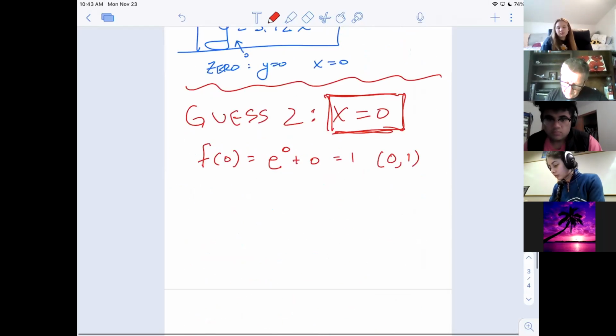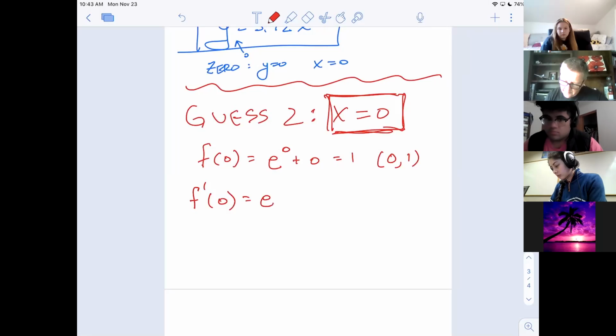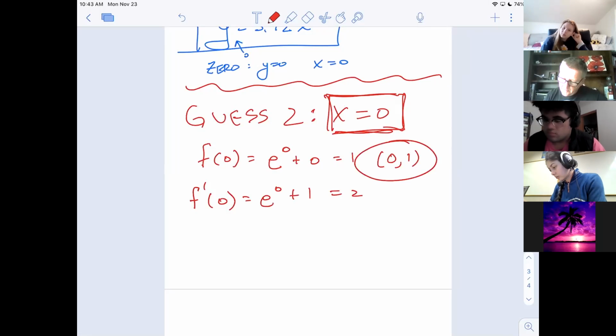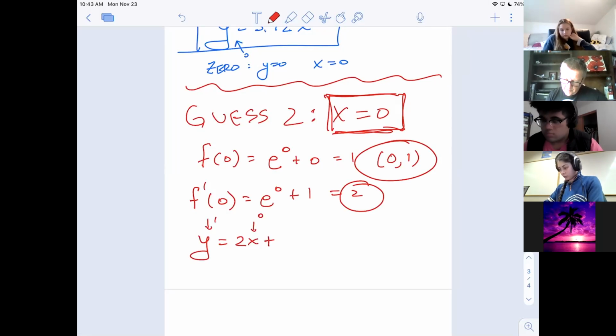And now I need the slope. Since the slope equation was e to the x plus 1, e to the 0 is 1, 1 plus 1 is 2. And so here's my point, here's my slope. So my equation is y equals 2x plus, what's my y-intercept? Well, when x is 0, y has to be 1. So that means this has got to be 1. Isn't that my equation? So there's my tangent line.